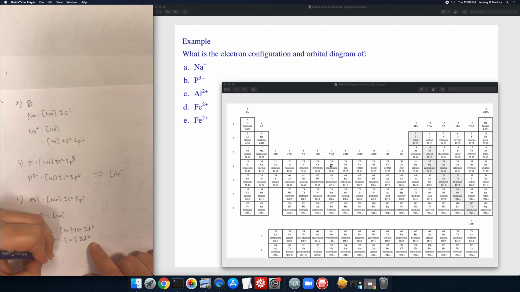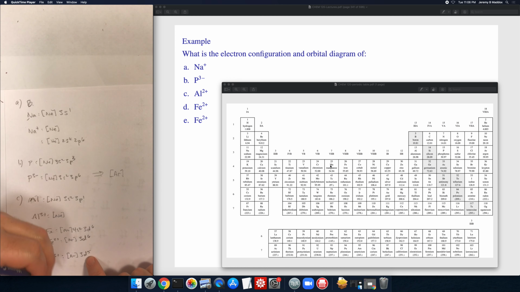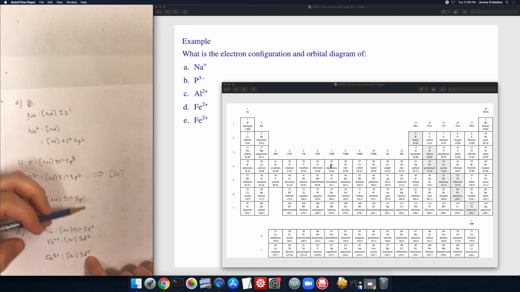For the iron 3+, it's going to be argon 3d5. So after you've removed the s electrons, let's say the ion has variable charge like many of the transition ions do, then you start taking away the d electrons.